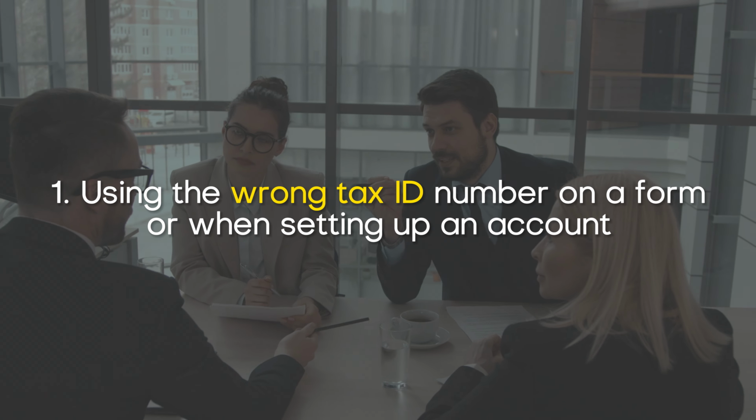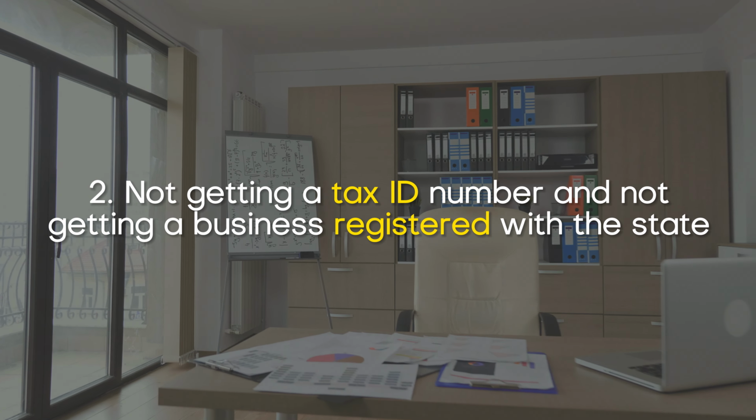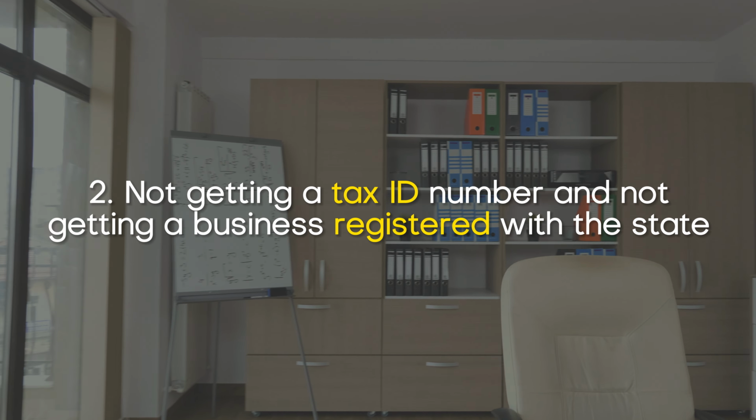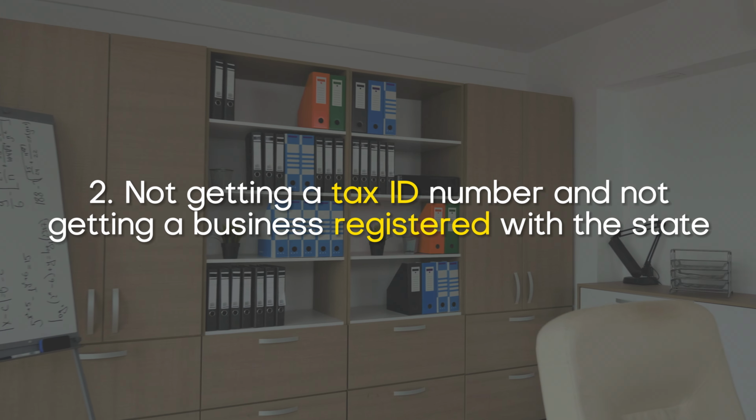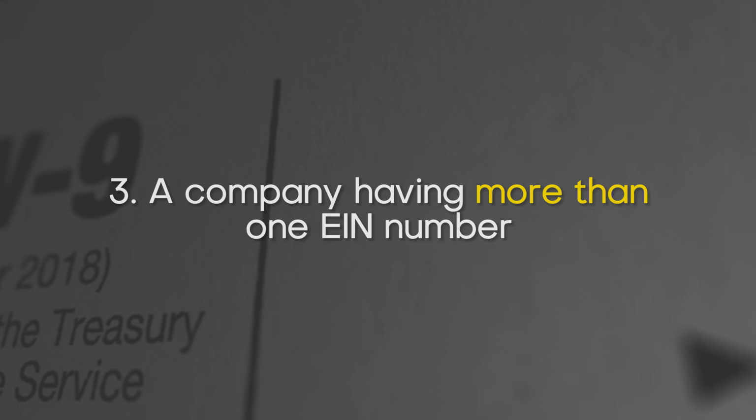The big one is using the wrong tax ID number on a form or when setting up an account. The second mistake is not getting a tax ID number, not getting a business registered with the state. The other mistake I often see is a company will have more than one EIN number. Every company should have one.